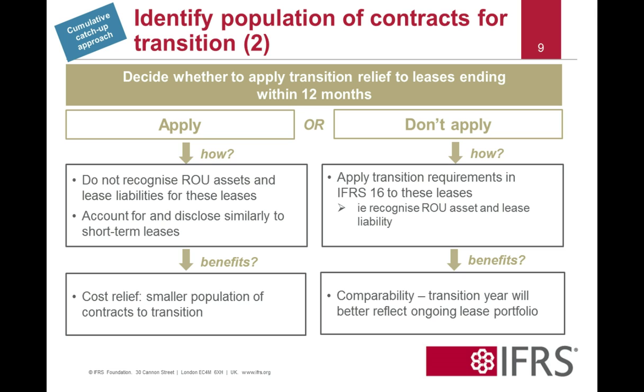Therefore, a lessee applying the cumulative catch-up approach has the option of treating these leases in the same way as any other short-term lease on transition. In other words, a lessee can choose not to recognise assets and liabilities for these leases and simply account for them similarly to IAS 17 operating leases. So effectively, these leases won't need to be transitioned to IFRS 16. Using this relief could therefore provide some pretty significant cost savings for lessees on transition to IFRS 16.